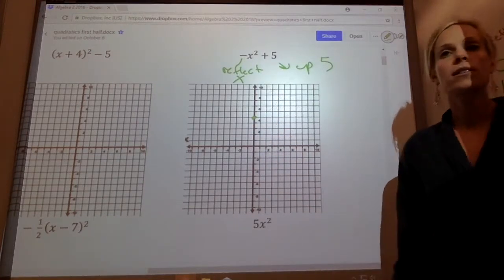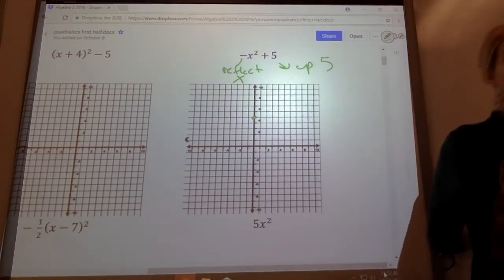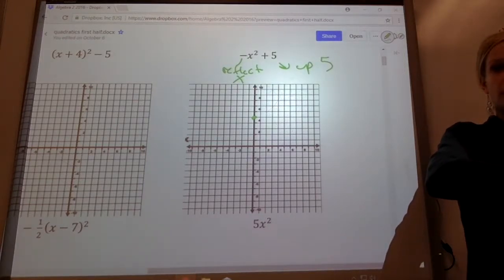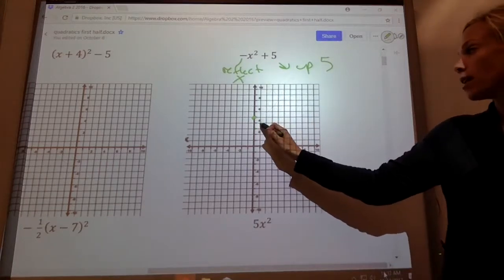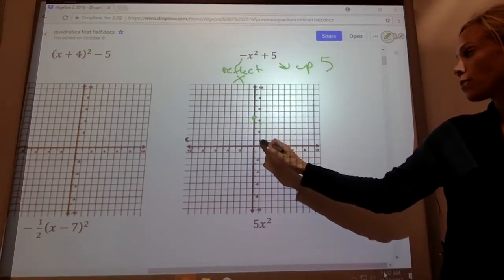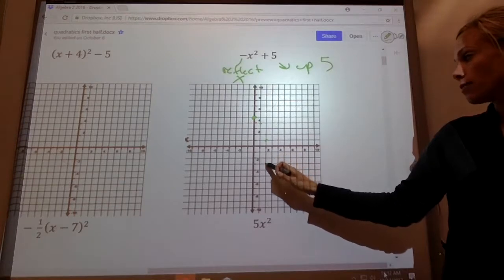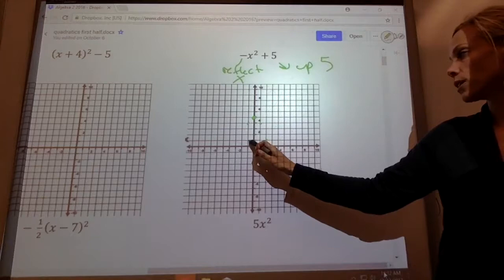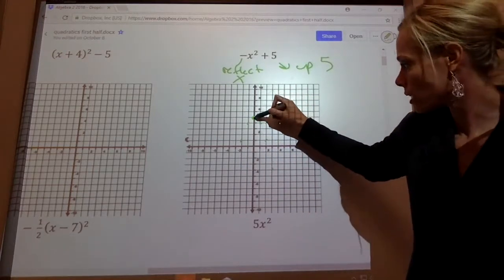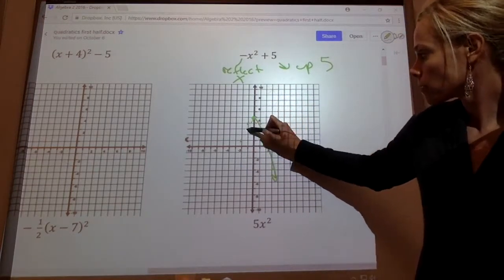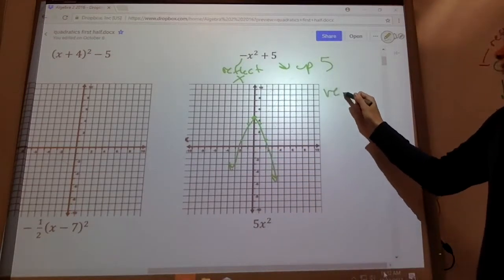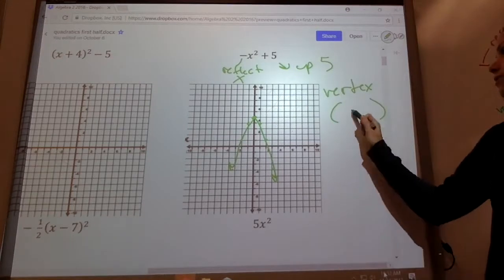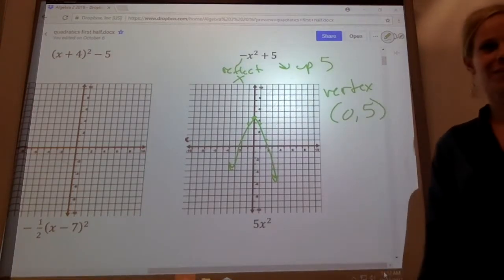Okay. You can still do the 1, 3, 5 rule, but it's going to open down because it reflected over the x-axis. So in this case, you're going to have to go down 1 over 1, down 3 over 1, down 5 over 1, right? Because it reflected. So don't forget, when you have reflection, it's going to open down. Oh, and what was my vertex for this? If I only moved up 5, what would be? 0, 5.